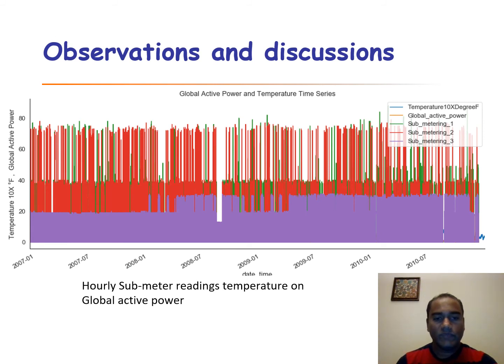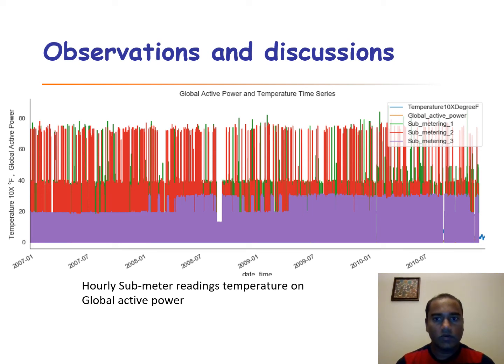And this one is a little more detailed. In this graph, we projected all the submeter readings, submeter 1, 2, 3, along with the global active power and the temperature. Again, the temperature here is 10 times each unit on the y-axis, in degrees Fahrenheit, and we have projected all the years from 2007 to 2010. You can see different color lines for each reading. Submeter 1 is in green, and submeter 2 is in maroon, and likewise.